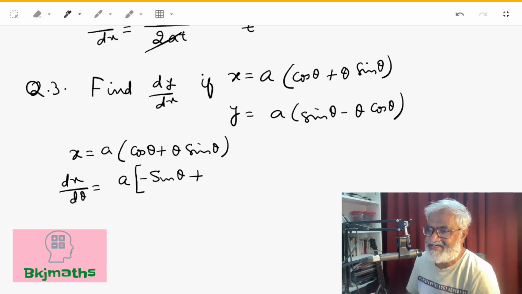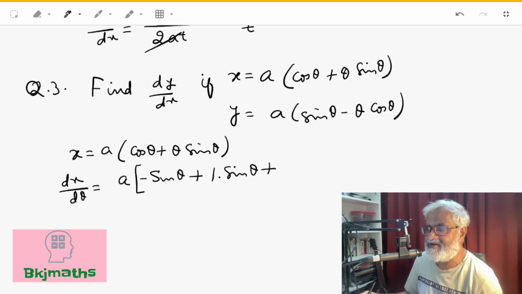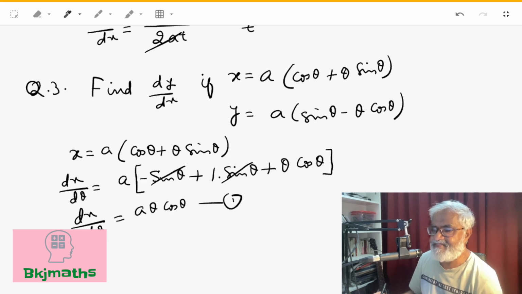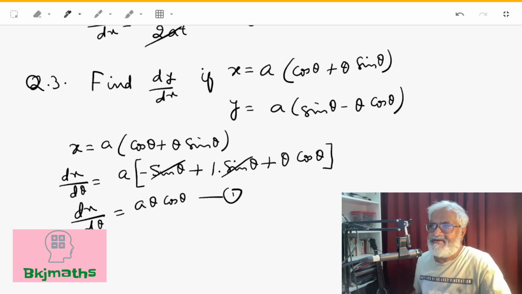First differentiate theta. Differentiation of theta with respect to theta is 1 and sin theta as it is, plus, now keep theta as it is and differentiate sin theta. Differentiation of sin theta is cos theta. Minus sin theta and plus sin theta cancel. So dx by d theta equals a theta cos theta. Now find dy by d theta.